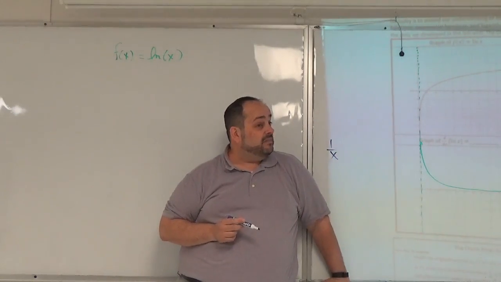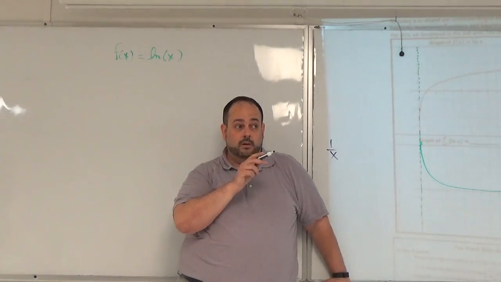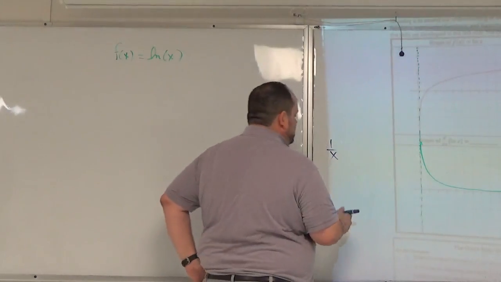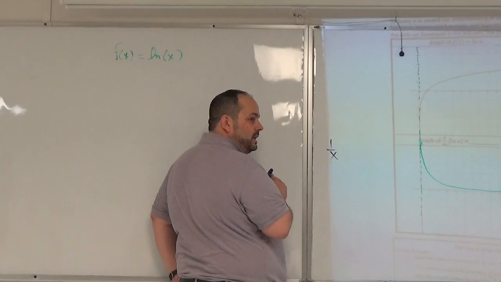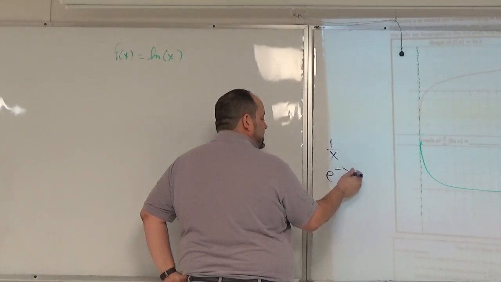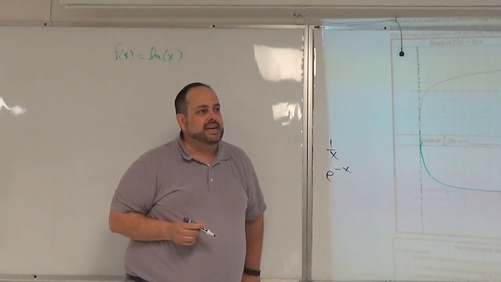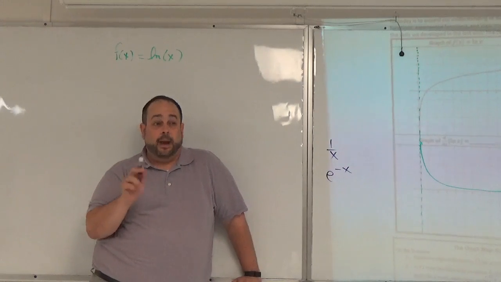I can think of another graph. Hello? E to the x. E to the x is increasing from left to right. Oh, E to the negative x, okay. There's another graph that you might be thinking about, another parent function.